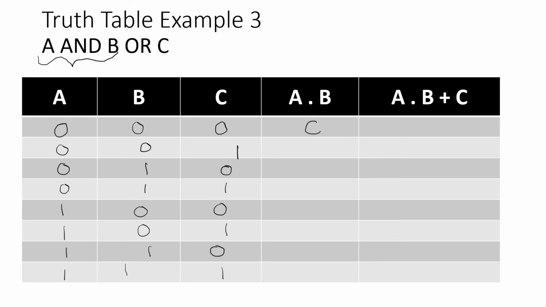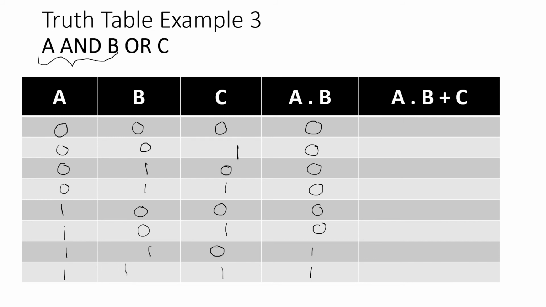0 and 0 is 0. 0 and 0 is 0. 0 and 1 is 0. 1 and 0 is 0. Same thing. Then 1 and 1 is 1, and 1 and 1 is 1.